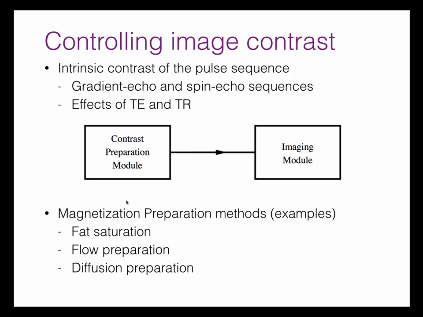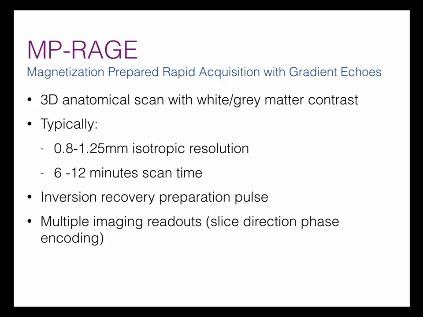One particular sequence that I think is particularly relevant to mention is the MP-RAGE sequence. So this is typically used for anatomical scans, and it provides a gray-white matter contrast.